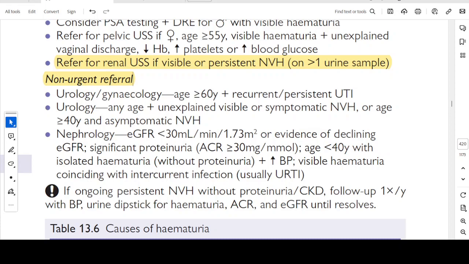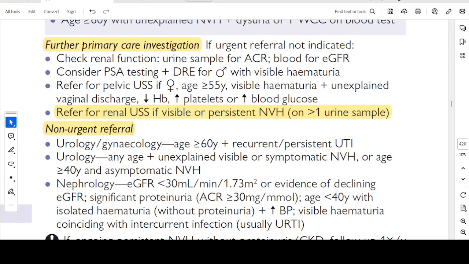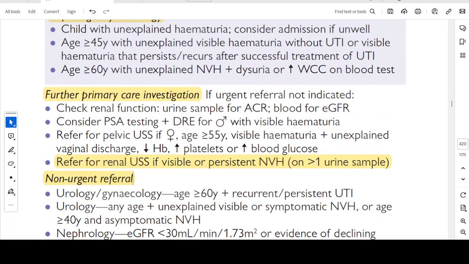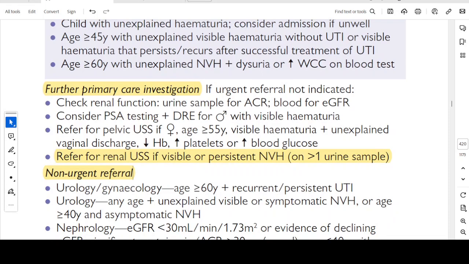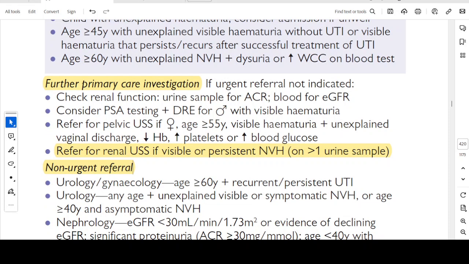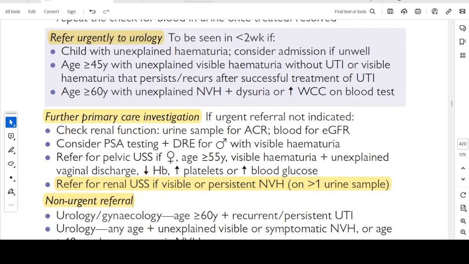So microscopic hematuria which is persistent and in patients more than 40 years, you have to refer somewhere. If age is more than 40, you refer non-urgently to urology. If it is more than 50 years, 45 years, then you refer urgently to urology. And if it is more than 60 years with any of these conditions, then you refer urgently to urology.